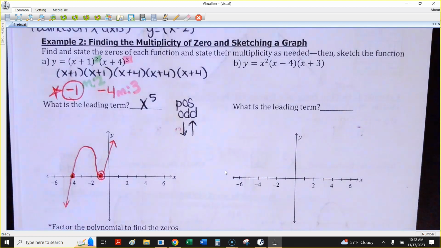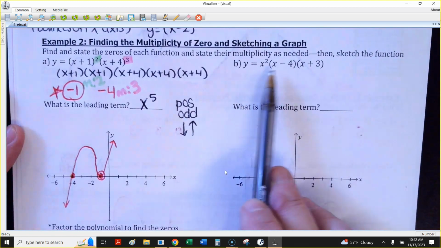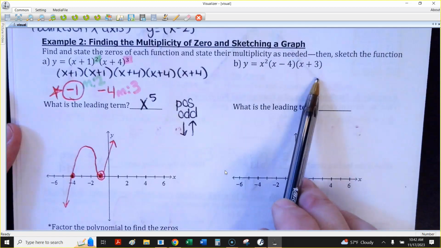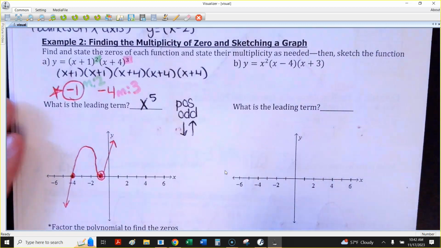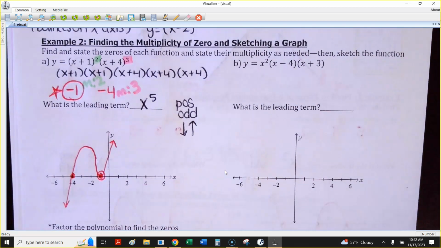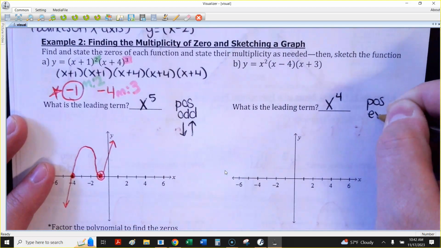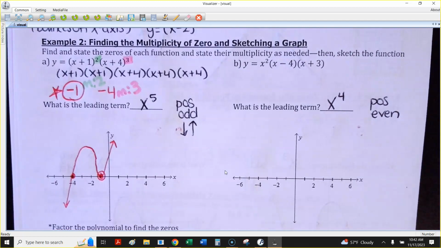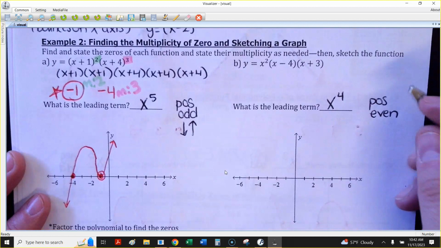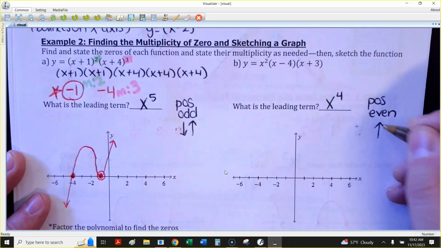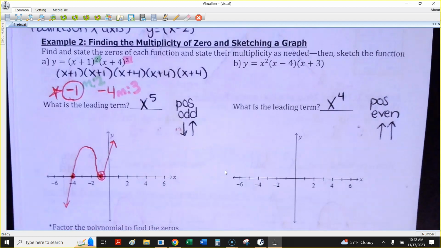So let's just try another one here. Okay, if I multiplied this, I've got x squared and then x minus 4, x plus 3. If I multiplied that all out, what would the first term be? Yes, x to the 4th. So this is positive, and this is even, because it's x to the 4th. That's for my end behavior, the degree, and then whether that leading term is positive or negative. So even goes the same direction. If it's positive, both ends are going to go up.